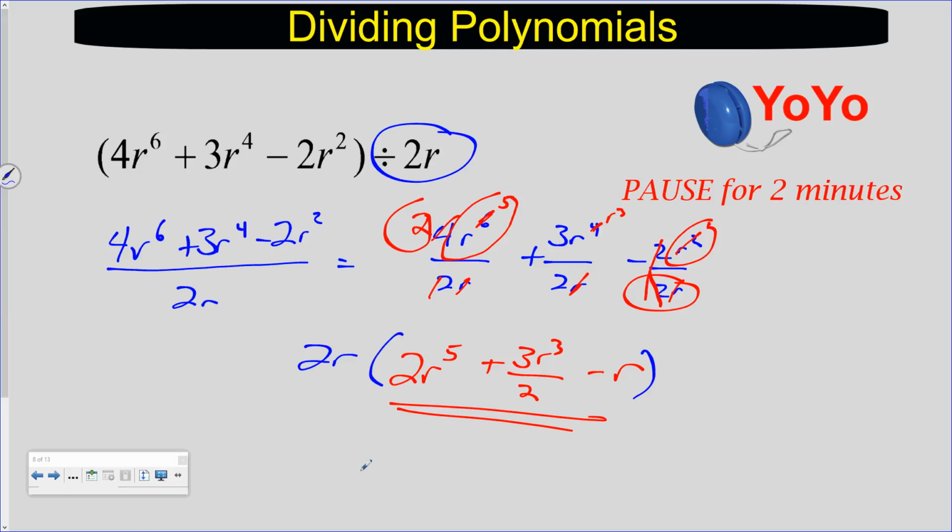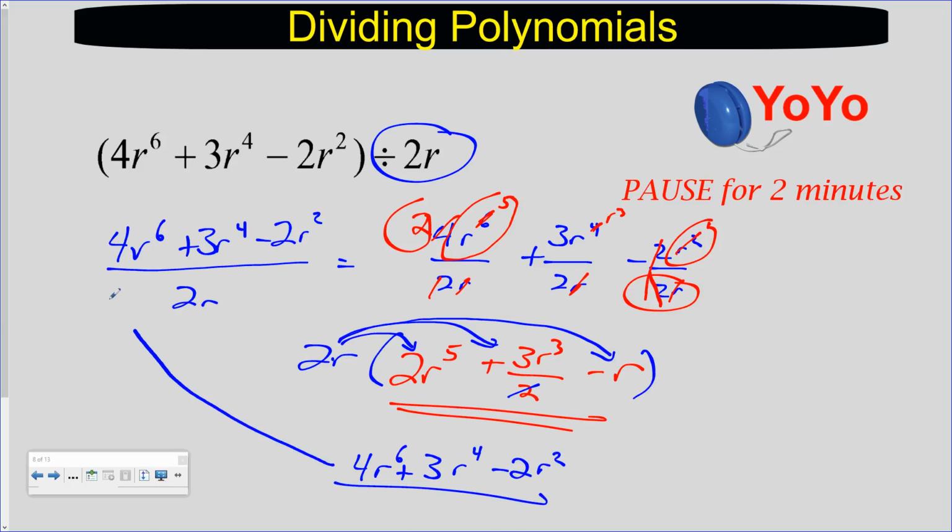So each term gets multiplied by 2r. 2 times 2 is 4. r times r to the 5th is r to the 6th. Then this guy, we just did this one, so let's go to the second term. The 2 is going to cancel with the 2 in the denominator, which means we're just going to have 3. r to the 3rd times r becomes r to the 4th. Then when we take this to our third term, 2r times negative r will be negative 2r squared, which is exactly what we had to begin with. So we got it right. So you can always check just by multiplying it back through if you think maybe that doesn't look right. Not a bad idea to just get in the habit of doing.